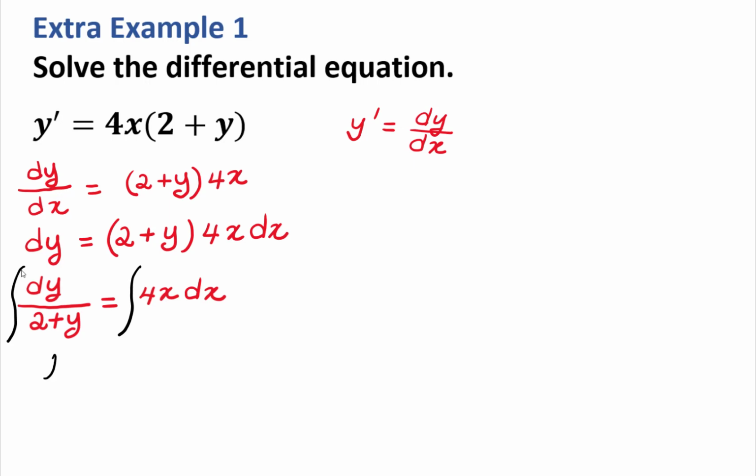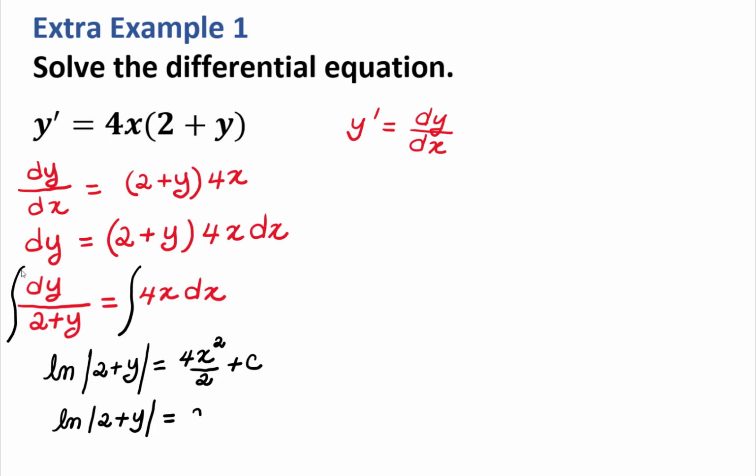U prime over u, the integral of u prime over u is ln absolute value of u. The integral of dy over 2 plus y is ln the absolute value of 2 plus y. The integral of 4x dx is 4 times x squared over 2 plus c. Ln absolute value of 2 plus y is equal to 2x squared plus c.